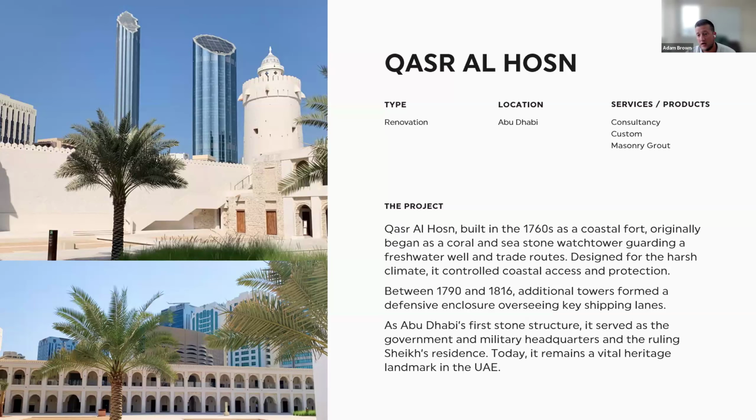Originally constructed in the 1760s, it basically served as a fort or a watchtower to guard over a freshwater well that was in place. Then as time moves on, in the late 1790s, additional towers are added, and eventually created a fortress that was used to oversee shipping and trade routes. It also served as a defensive structure, and as the government and military headquarters, as well as the ruling sheikh's permanent residence. The name translates to Palace Fort.